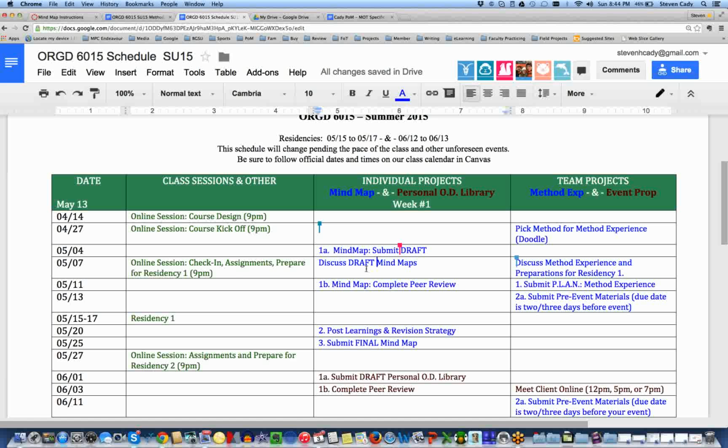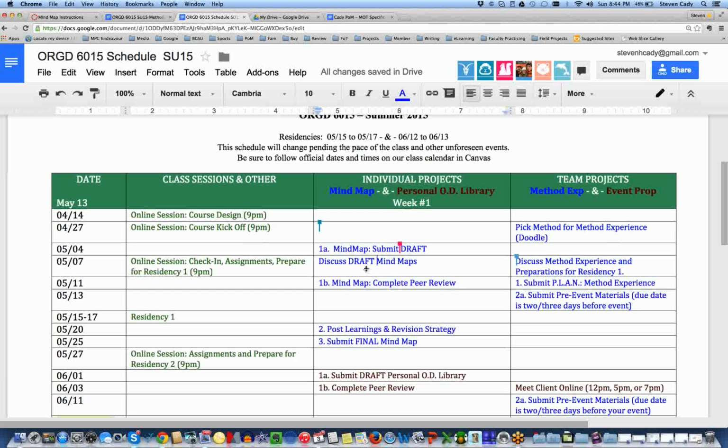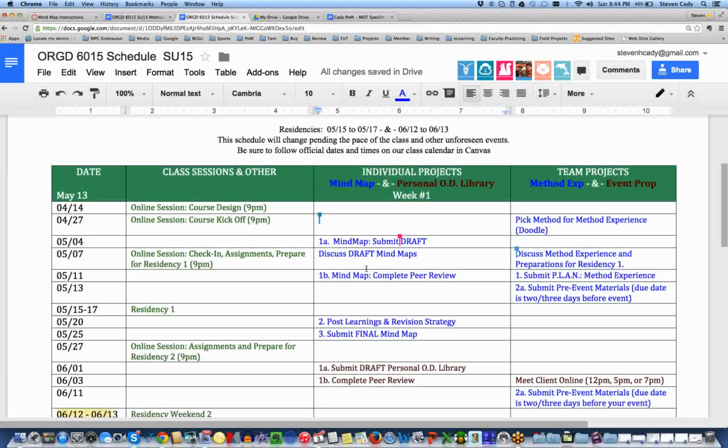Then here on Wednesday, we'll discuss the mind map drafts. We will also discuss the method experience and getting you all ready for residency 1, particularly the teams that will be doing work and presentations on residency 1.